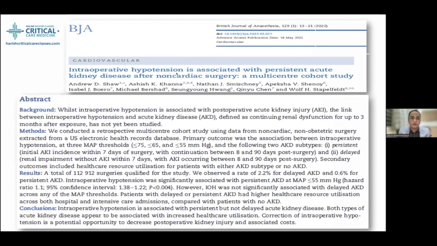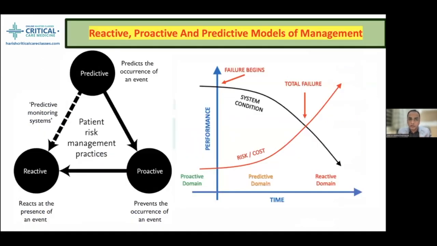One more piece of data: intraoperative hypotension is associated with persistent acute kidney injury after non-cardiac surgery. This is again a multicenter cohort study. Intraoperative hypotension is associated with persistent but not delayed acute kidney injury. Even though it is an acute, immediate kidney dysfunction, it had a significant correlation with the hypotension that happened during non-cardiac surgery.